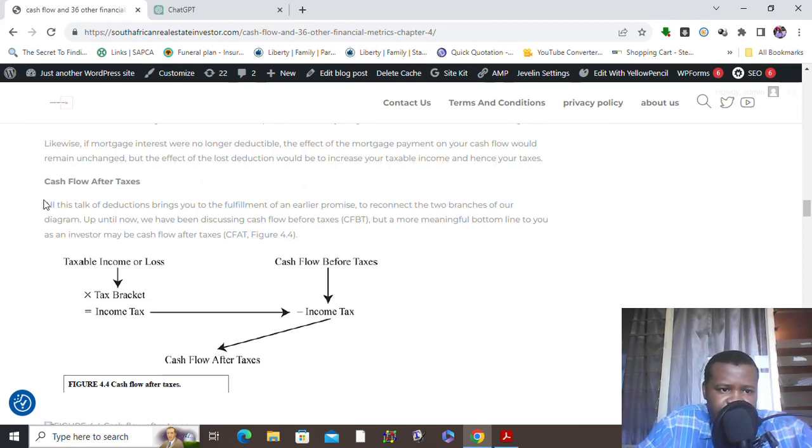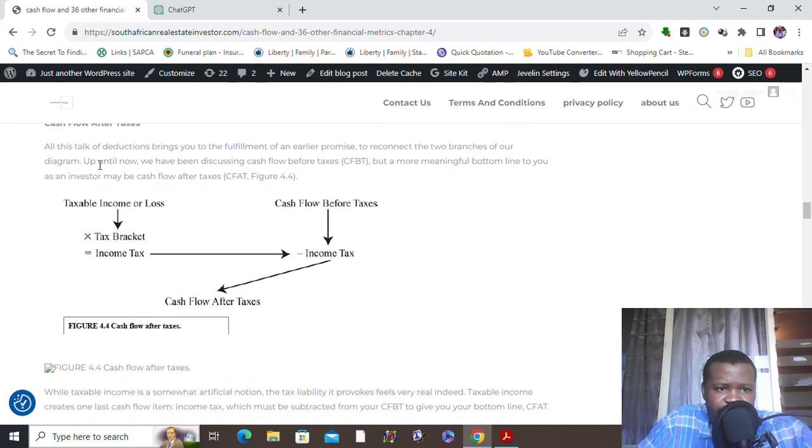Cash flow after taxes. All this talk of deductions brings you to the fulfillment of an earlier promise to reconnect the branches of your diagram. Up until now, you have been discussing cash flow before taxes (CFBT), but a more meaningful bottom line to you as an investor may be cash flow after taxes (CFAT). Taxable income or loss times the tax bracket equals income tax, and cash flow before taxes less income tax leads to cash flow after taxes.